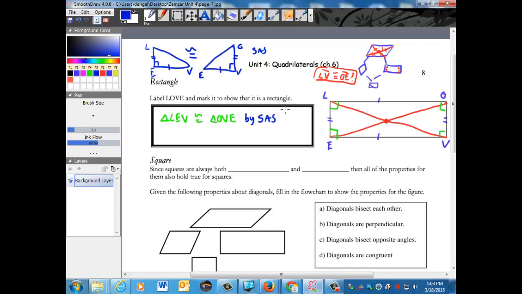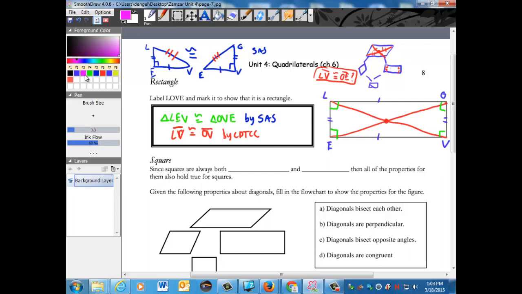And as a result, if these 2 triangles are each congruent, that means by CPCTC, LV has to be congruent to OE. So segment LV is congruent to OE. There we go. And that's by CPCTC.